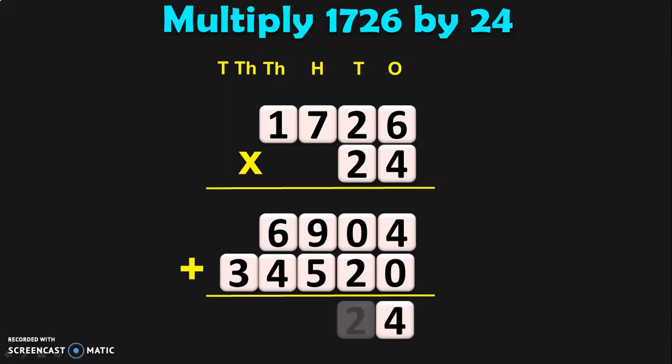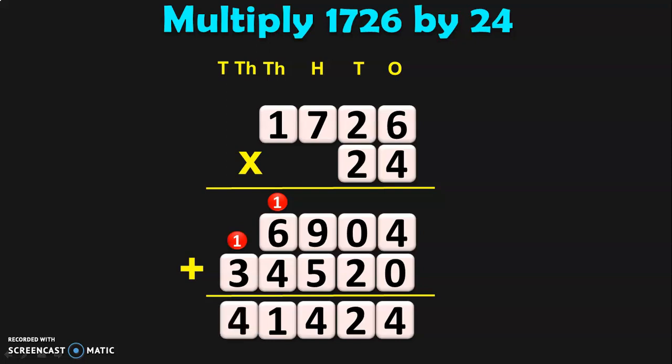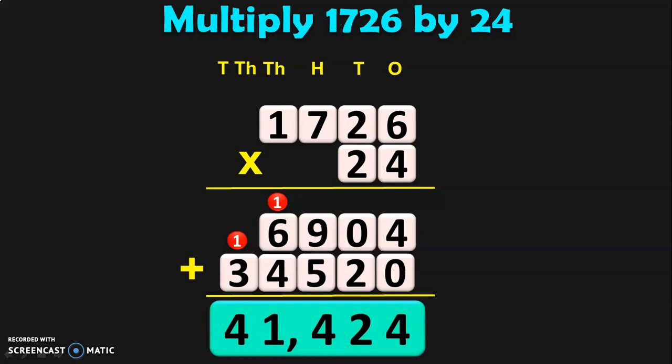0 plus 2 is 2. 9 plus 5 is 14. 4 carry over 1. 1 plus 6 is 7. 7 plus 4 is 11. 1 carry over 1. 1 plus 3 is 4. So what is the answer? 41,424 is the product of 1726 by 24.